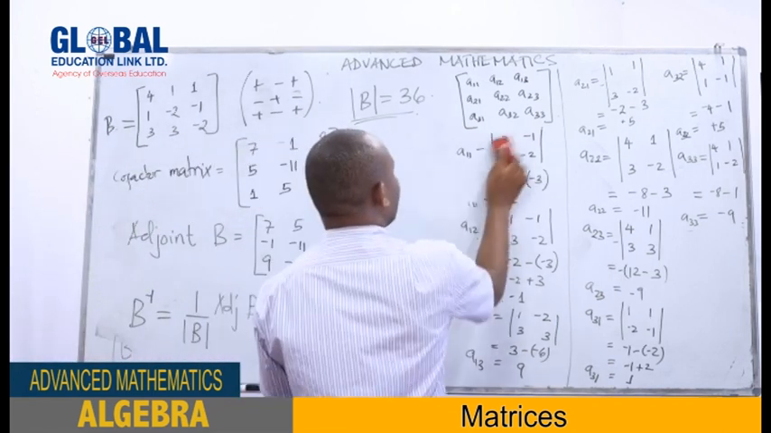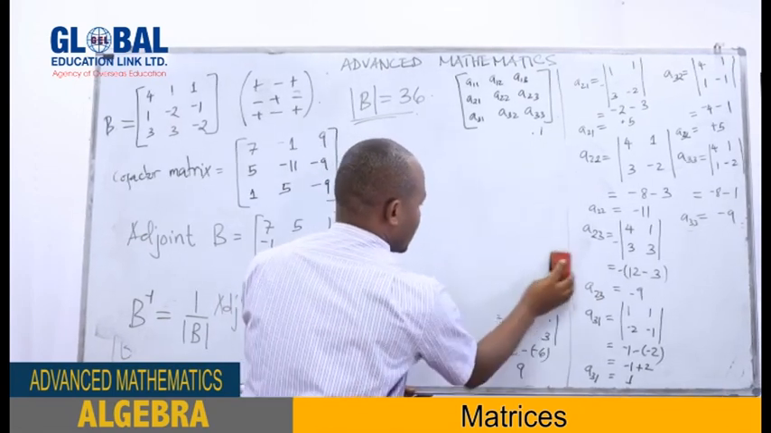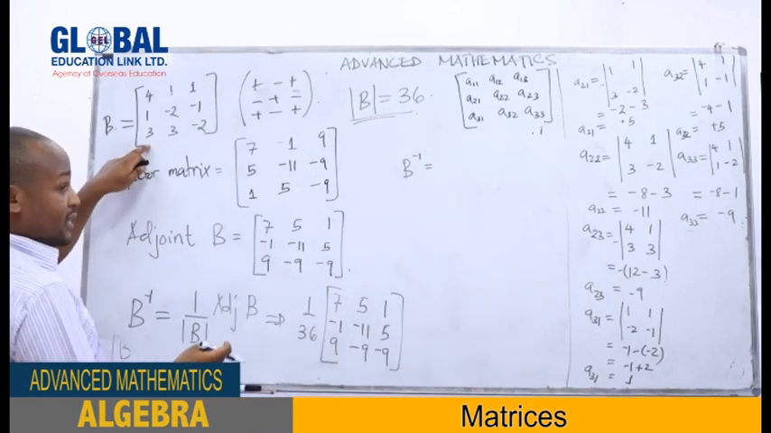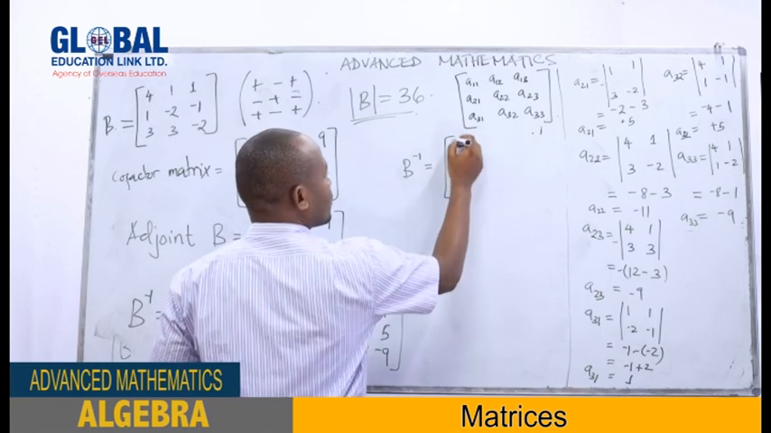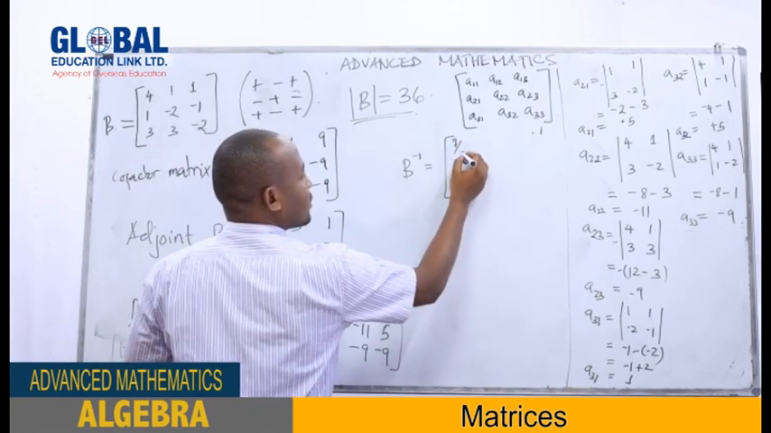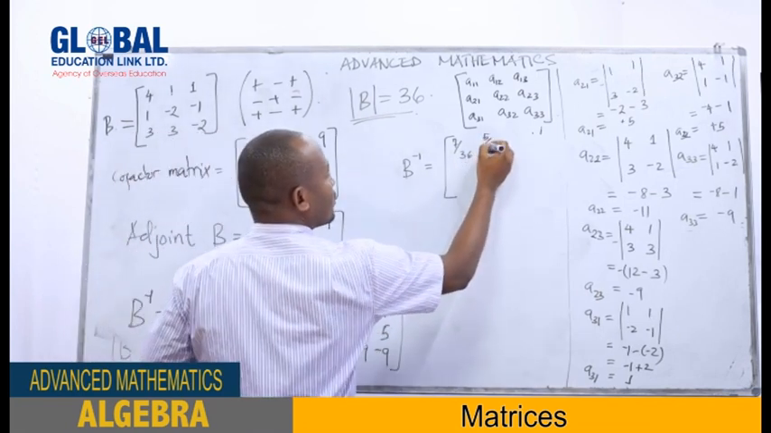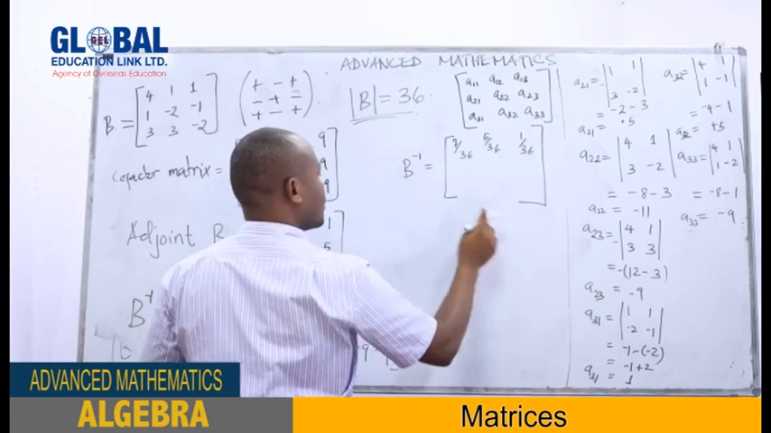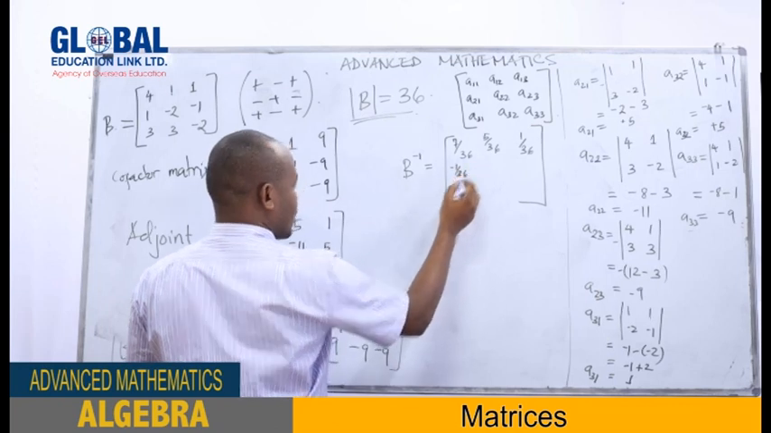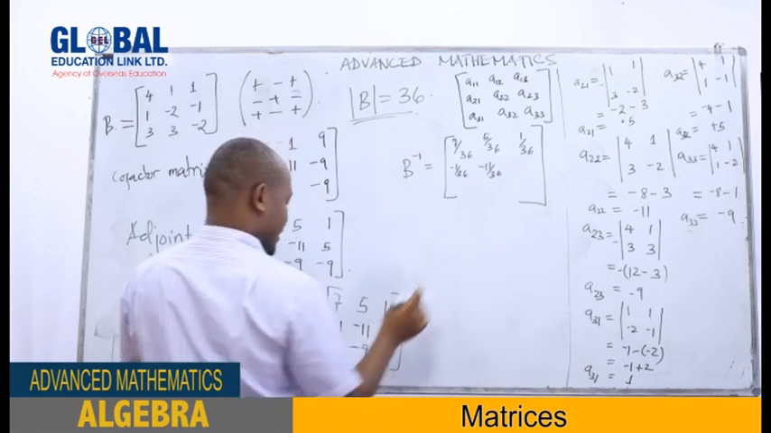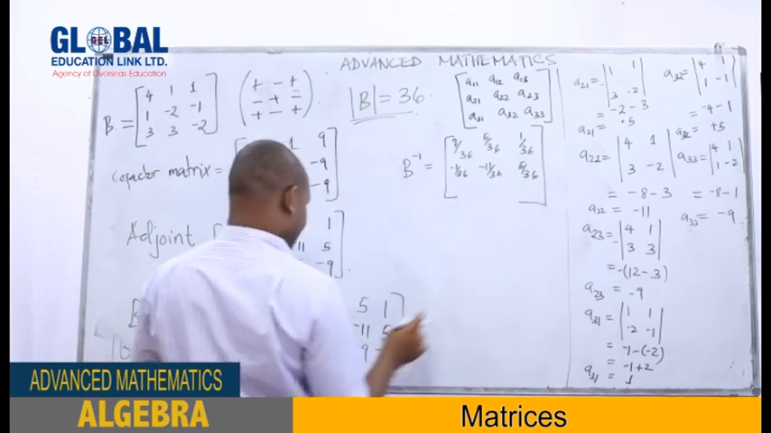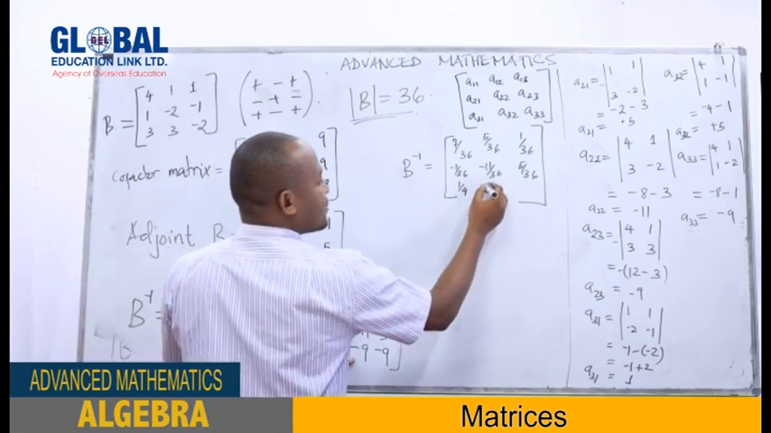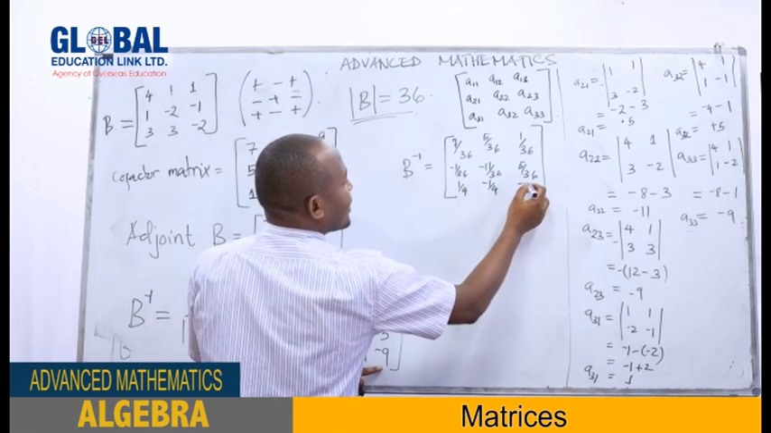Let's check it out. The inverse of matrix B will be 7 over 36, 5 over 36, 1 over 36, then -1 over 36, -11 over 36, 5 over 36, and then 9 over 36, which we know is 1 over 4, and that will be a -1 over 4, and the last one will be a negative of 1 over 4.